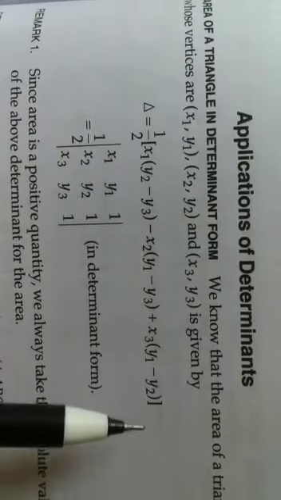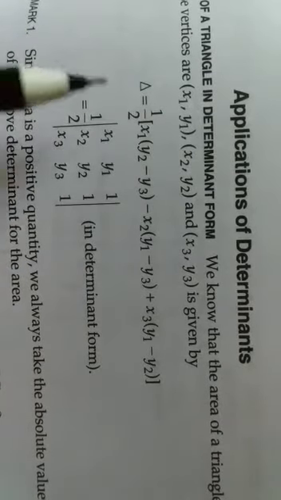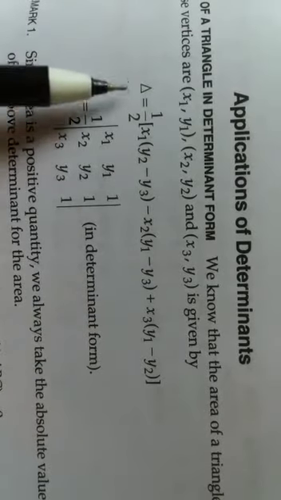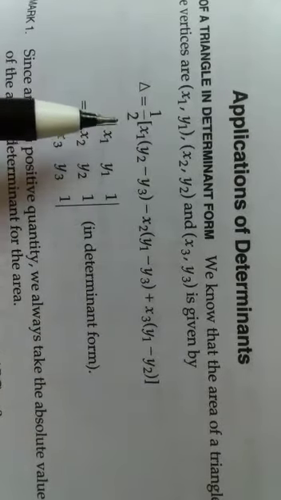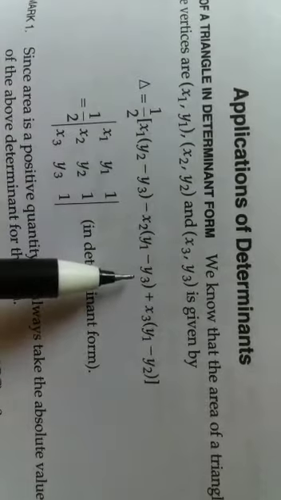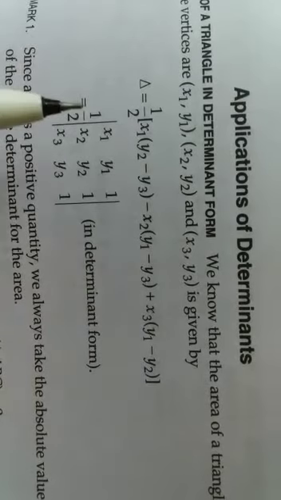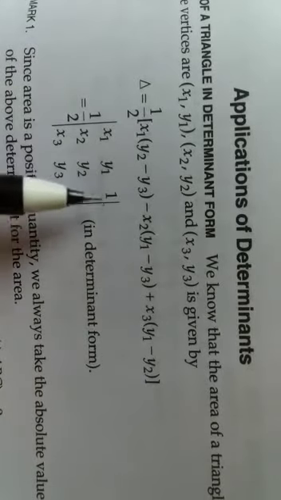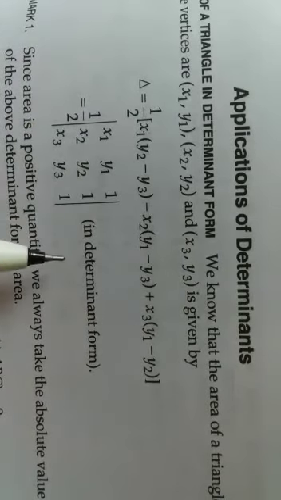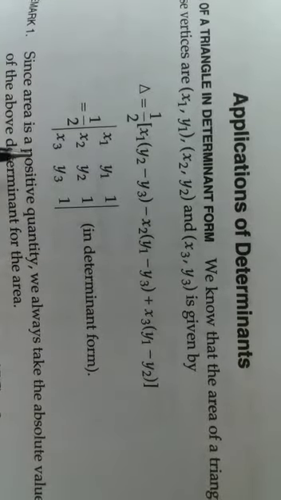We know that the area of a triangle whose vertices are (x1, y1), (x2, y2) and (x3, y3) is given by this one, half x1 (y2 minus y3) minus x2 (y1 minus y3) plus x3 (y1 minus y2), that we know from our previous classes also. This will be written in this form, equal to half of the determinant with rows x1 y1 1, x2 y2 1, x3 y3 1. So to find the area of a triangle, we will write it in this way in determinant form.